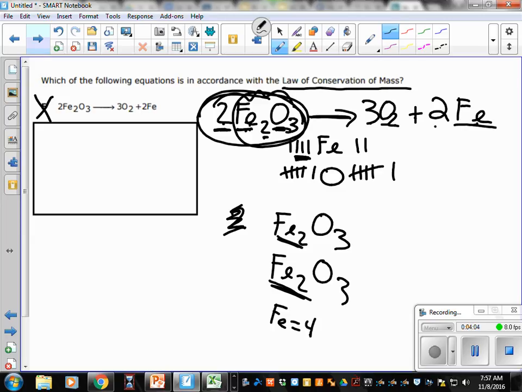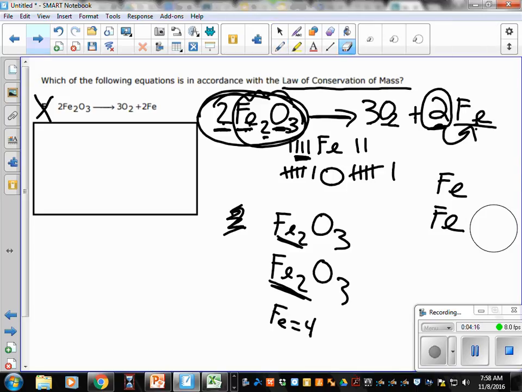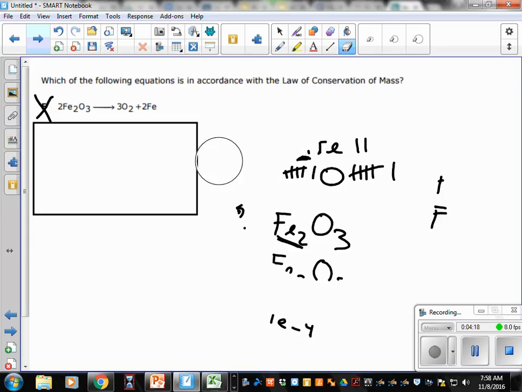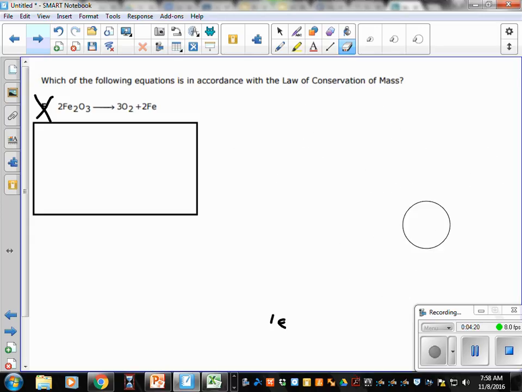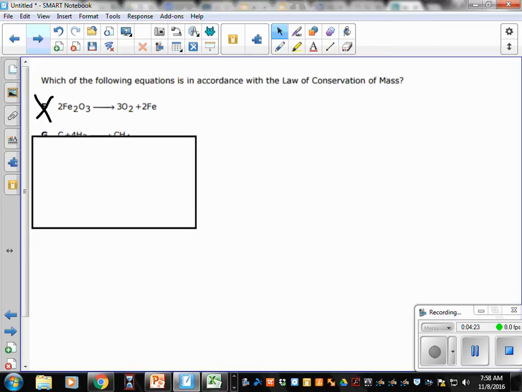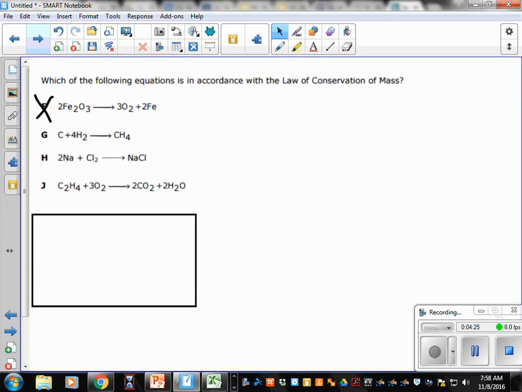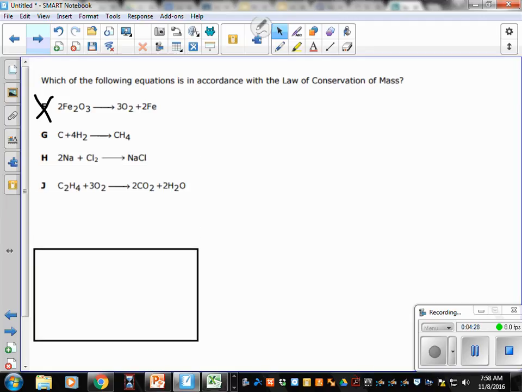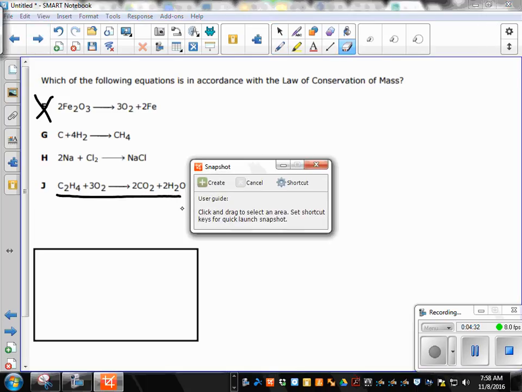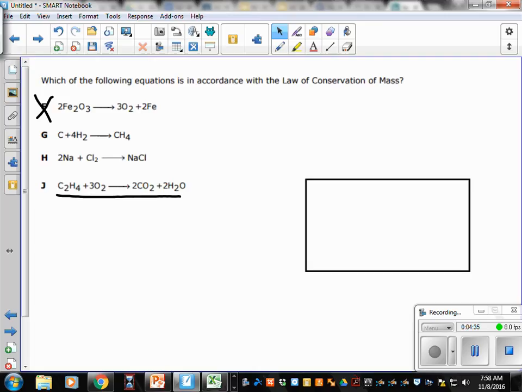On this side, this big coefficient means there's 2 of these. So that's 1, that's 2, or 2 times that 1 is 2. Okay, so that's that one. For this particular question, I would need to work out each one of these to see which one is balanced. I'm going to skip down to J. Since I have space on this one, I'll work it underneath.